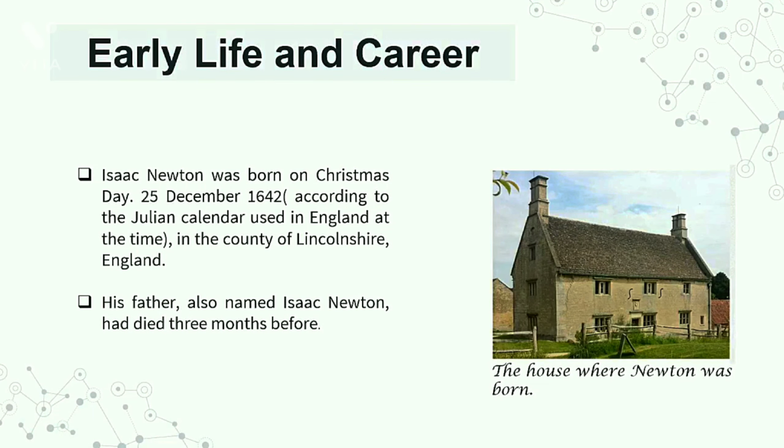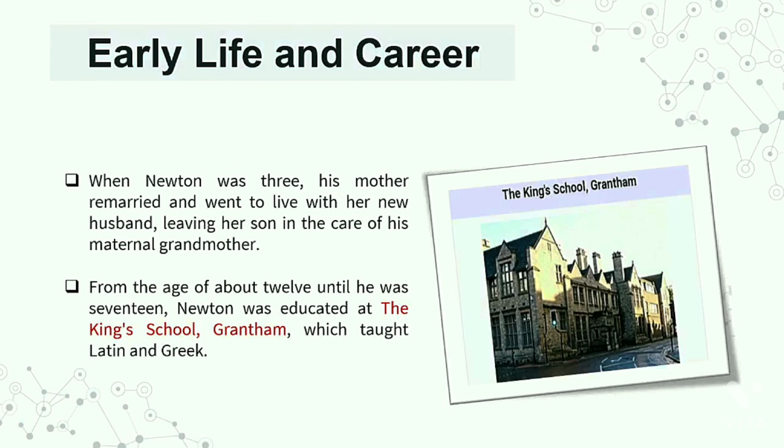Early life and career. Isaac Newton was born on Christmas Day, 25th December 1642, in Lincolnshire, England, according to the Julian calendar used in England at that time. His father's name was also Isaac Newton, who died just before his birth. When Newton was just 3 years old, his mother remarried and went to live with her new husband. Because of that, Newton had to live with his maternal grandmother.